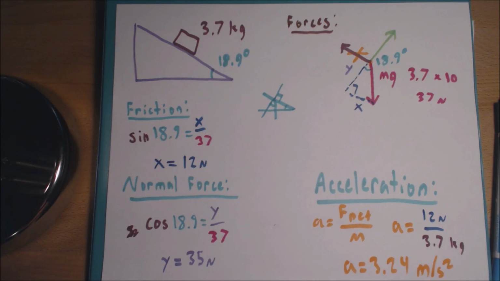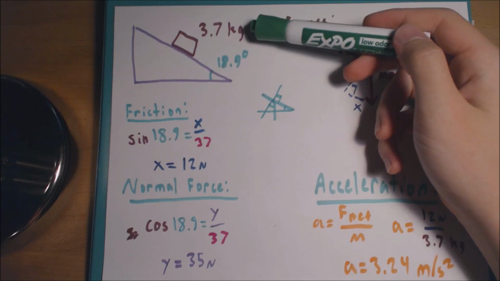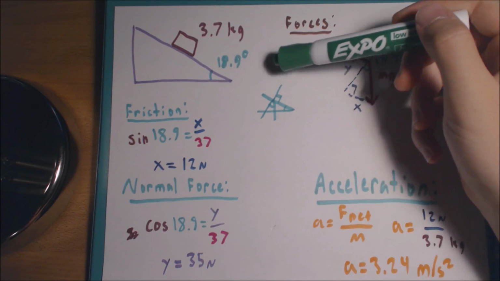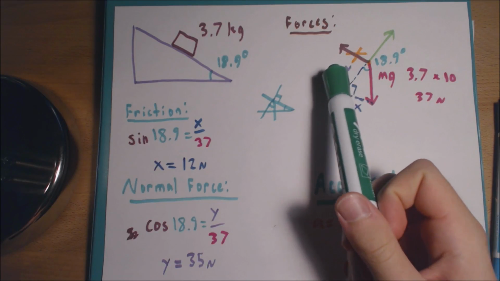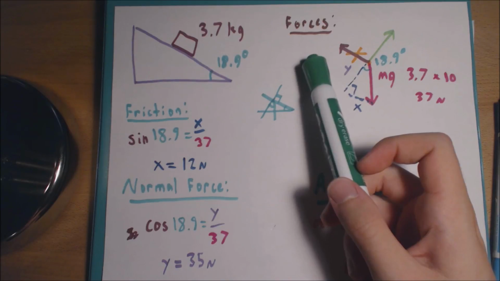So this is our inclined plane assessment. The scenario we have is that a block weighing 3.7 kilograms is on a plane at 18.9 degrees. We are going to do four things. We want to draw and label all the forces that are acting on the block.